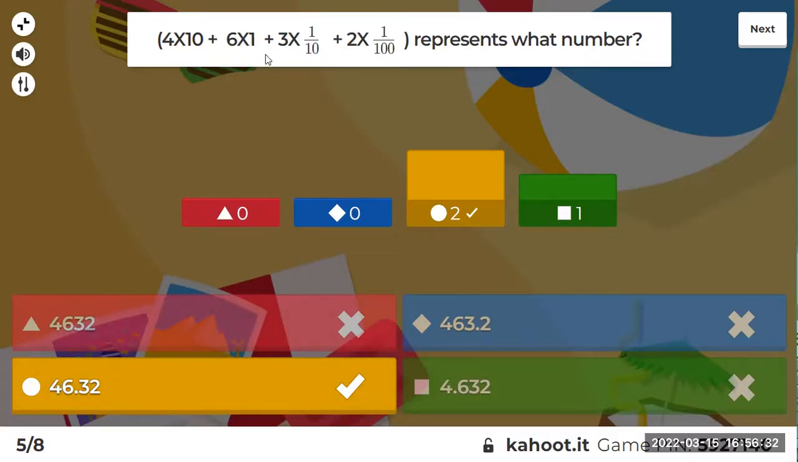Now we go to the decimal fractions where we have 3 by 1/10. That would be the first number after the decimal point, which is 3. And 2 by 100 would be the second number after the decimal point, which would be 2.